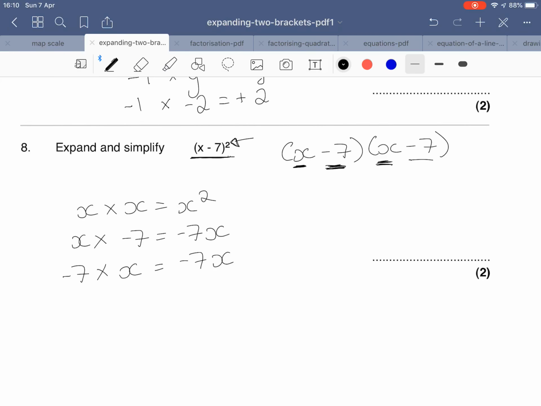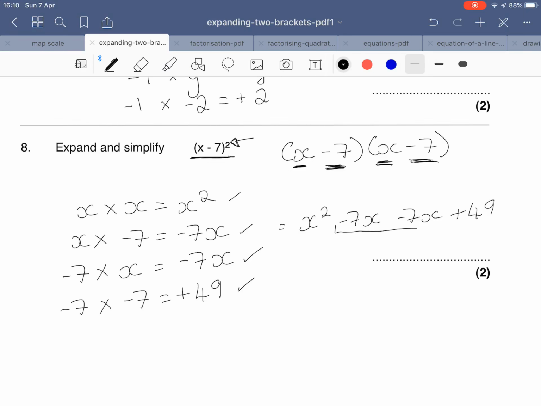And the last one's minus 7 times minus 7, just do 7 7s, which are 49, and a minus times a minus is a positive. So collect them all now. So we've got first one, x squared, minus 7x, minus another 7x, plus 49. Can only collect these ones in the middle. So we've got x squared, minus 7, minus another 7 is minus 14, and then plus our 49.